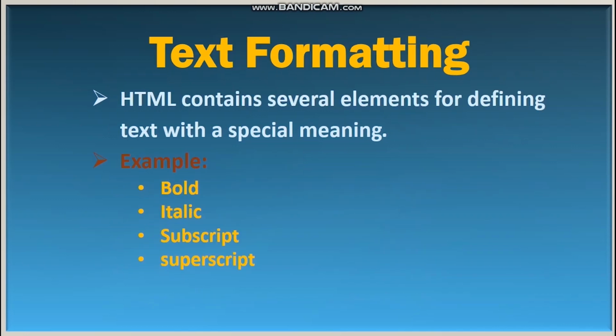So what is text formatting? HTML contains several elements for defining text with special meanings. For example, if we want to bold our text, we use the B tag, or if we want to change the text format into italic, we use the I tag. Similarly, subscript and superscript are used for formatting HTML text.